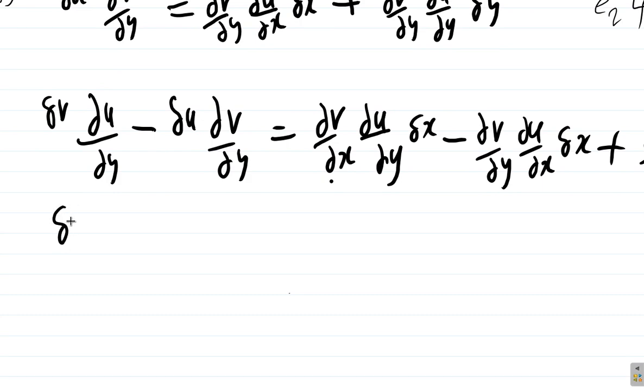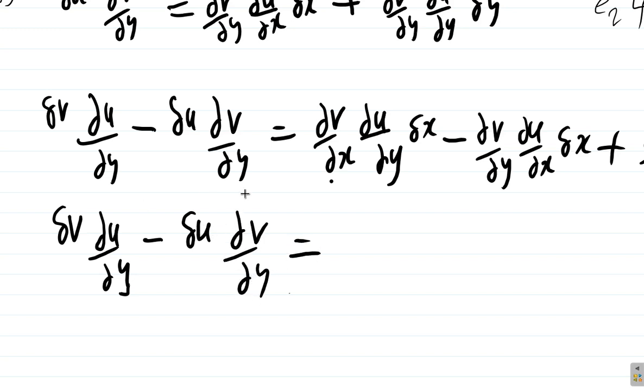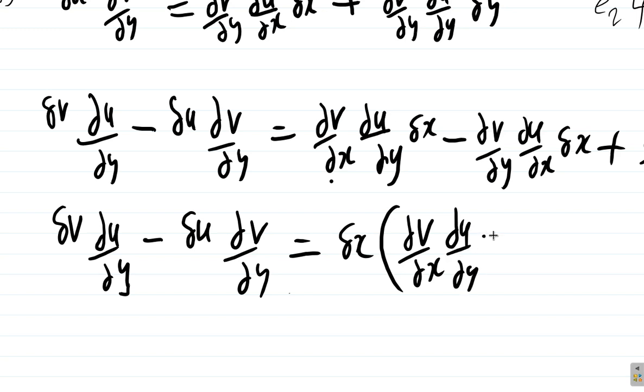You have del v times delta u by delta y minus del u, changing u, times delta v by delta y equals. Now you see this, we're going to factor out the del x, open bracket, delta v by delta x, delta u by delta y minus delta v by delta y, delta u by delta x.